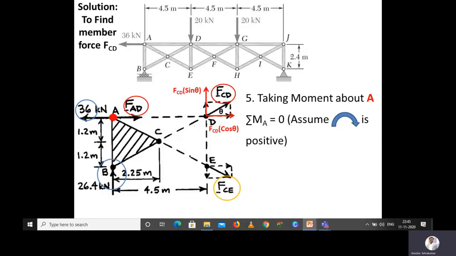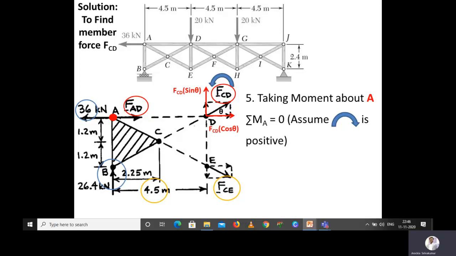For FCD cos theta, again it's similar to the 36 kilonewton. It is acting on the same line of action with respect to A. So FCD cos theta will not create any moment with respect to point A. So only the force which is creating a moment is FCD sin theta with the distance of 4.5, that is the perpendicular distance with respect to A, and it is rotating in counterclockwise, that is anti-clockwise. If I am holding at point A and then if I am rotating the truss, because of the force FCD sin theta, it will rotate in counterclockwise or anti-clockwise.